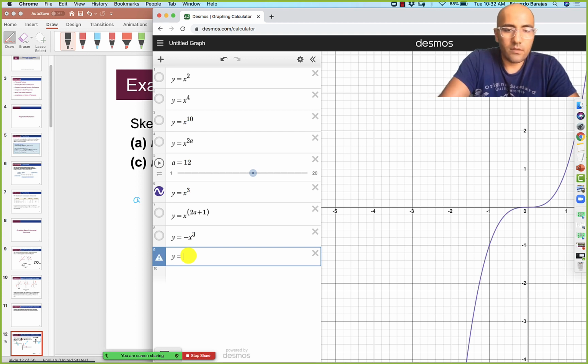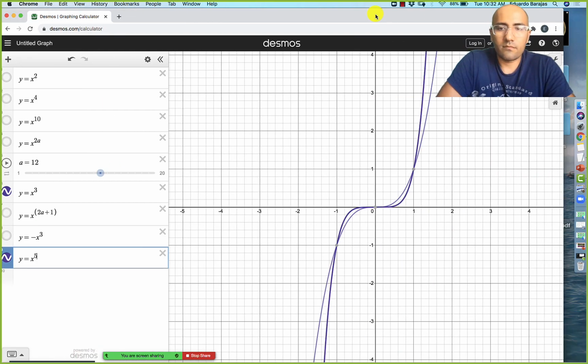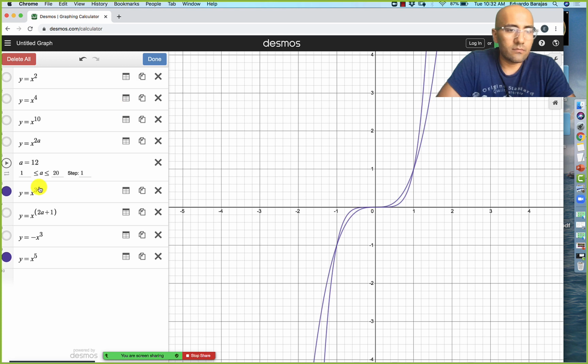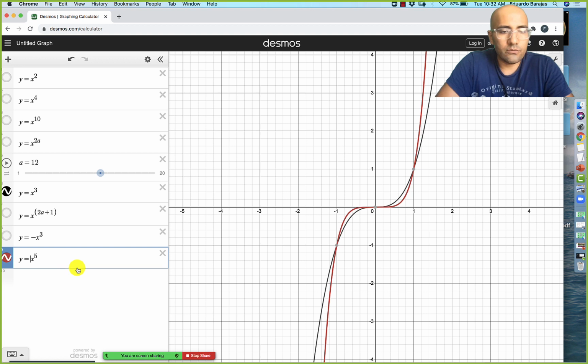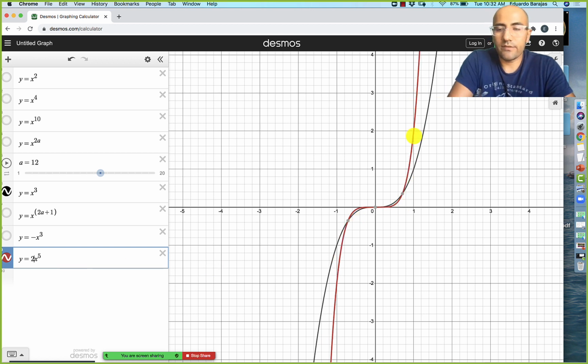So then we have y equals to x to the power of 5. So see how that compares to the original. Let's make the original in black, and we'll make the new one in red. So the original one is black, x to the power of 5 is this red one. And then if we multiply that by 2, it just makes it go toward infinity a little bit faster. Right, so see what it did there? Multiplied it by 2, makes it go a little bit faster.